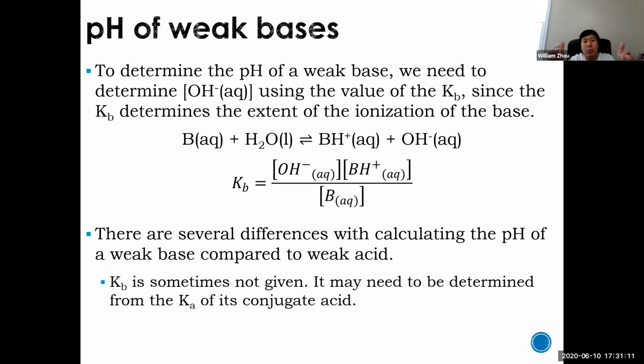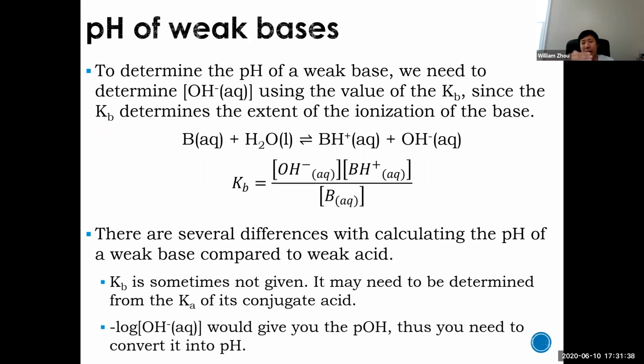Okay, two differences though. You might not know what the Kb is. If the question doesn't give you the Ka, you have to do that. And then negative log of OH is not pH, this is pOH, so you have to subtract it from 14. So it's the same thing, except we have two extra steps, but otherwise, same equilibrium, same calculation.